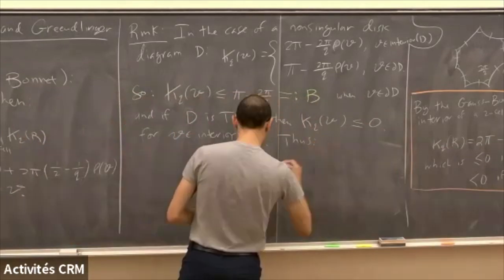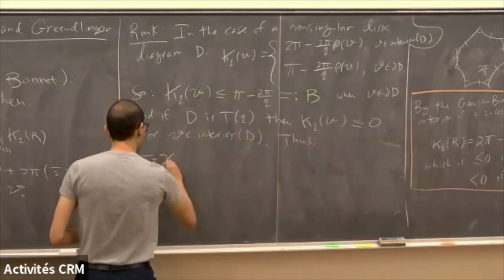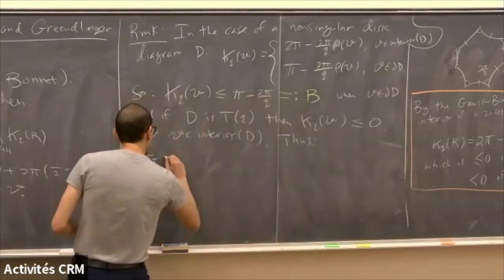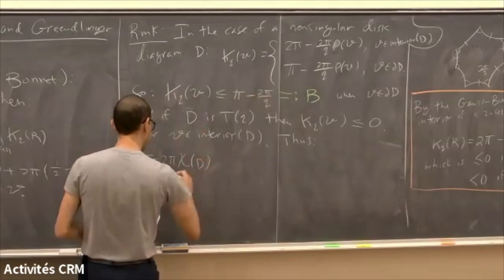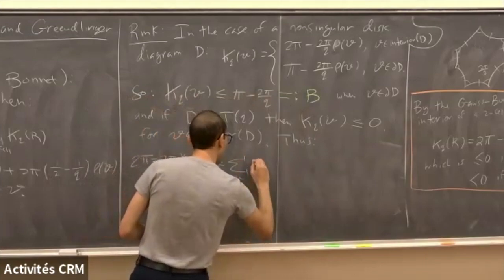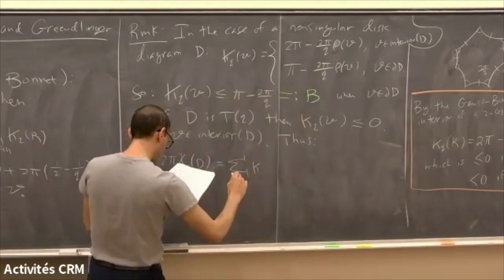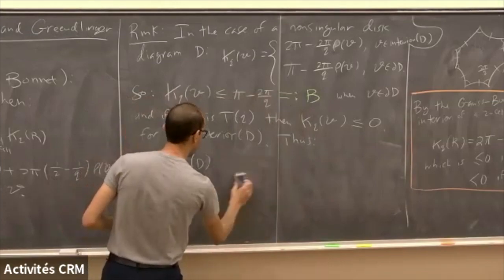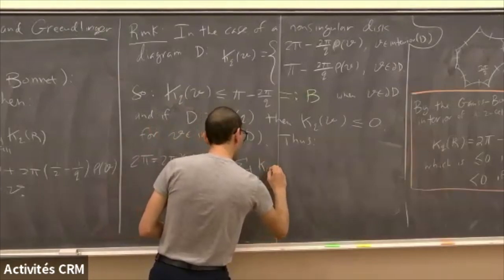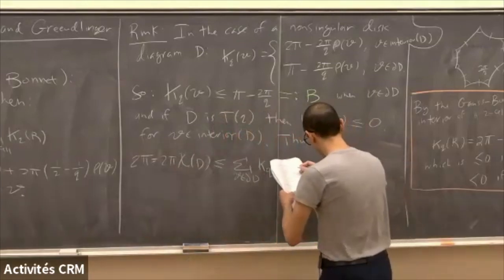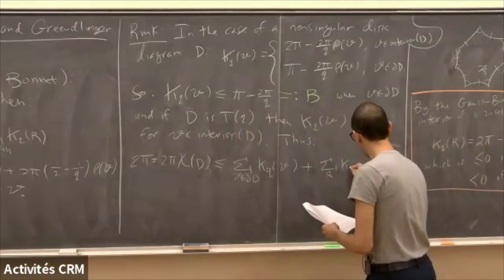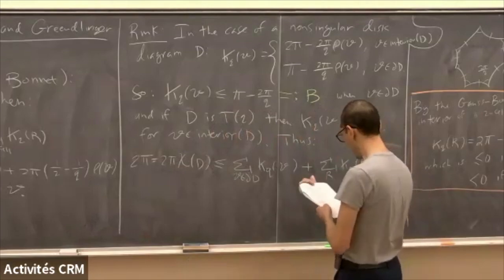Thus, we have that 2 pi is equal to 2 pi times the Euler characteristic of the disk. Disks have Euler characteristic 1, which is equal to, well, we've got that right above. So I'll say this is at most total boundary curvature of vertices plus curvature of two cells.